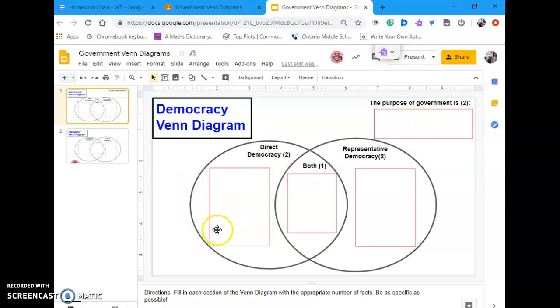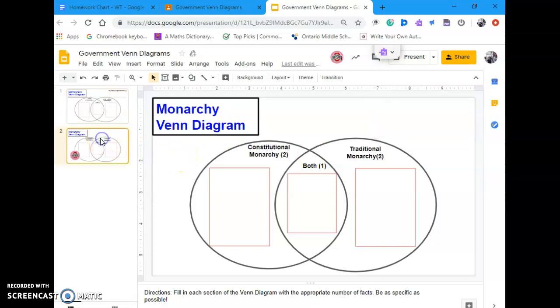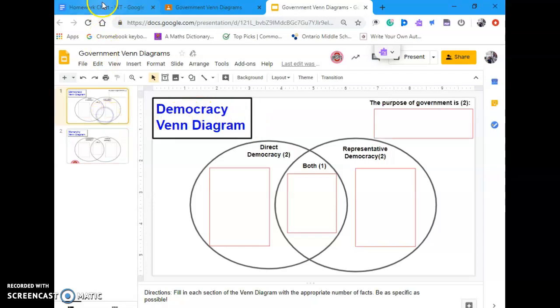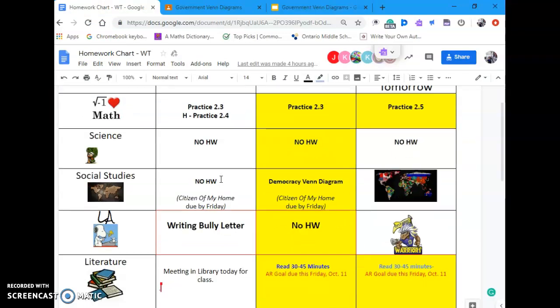Down here in the Venn diagram, you're going to list two different things that are specific to direct democracy, two specific things that are specific to representative democracy, and then in the middle here of this Venn diagram, you're going to share one thing that both direct and representative democracy share. Please do not submit this item when you complete it, because tomorrow night's homework will be dealing with a monarchy Venn diagram. Looking at language arts, there is no homework tonight.